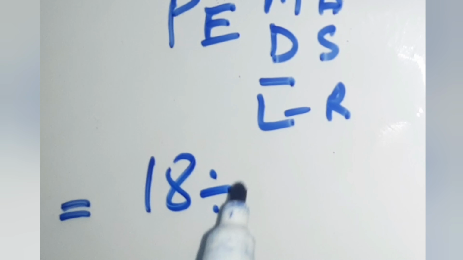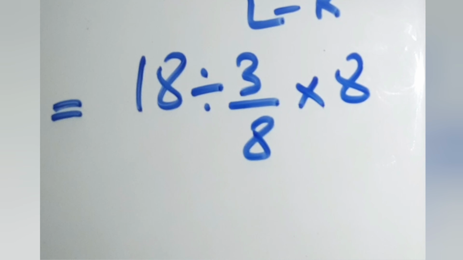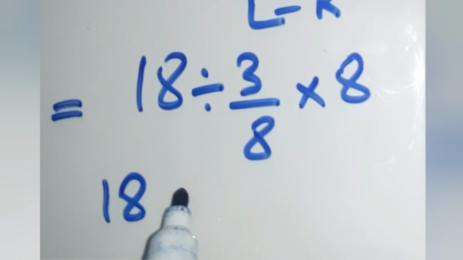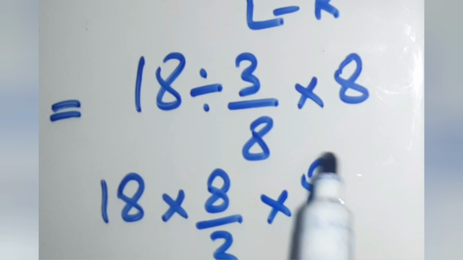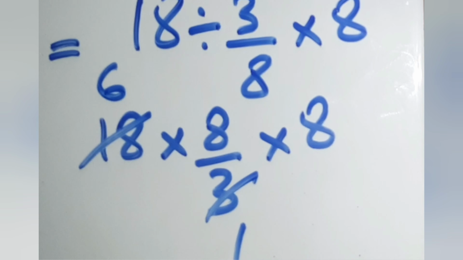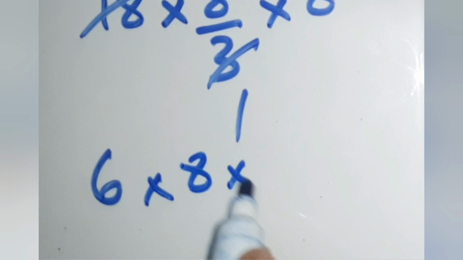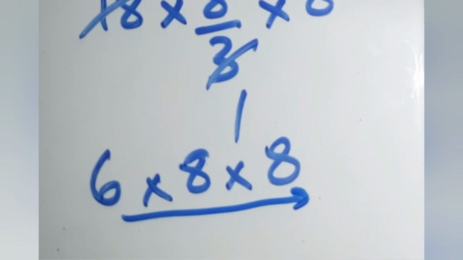18 divided by 3 upon 8 times 8. Here, 18 times 8 upon 3 times 8, now 3 cancels into 18, giving 6, so 6 times 8 times 8. Finally, solving all multiplications, 48 times 8.